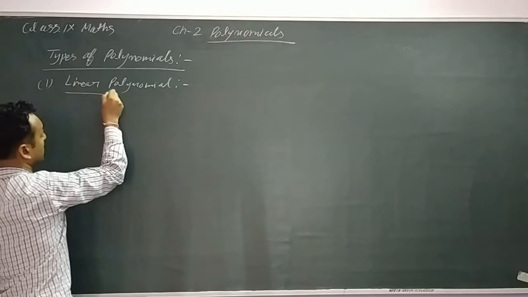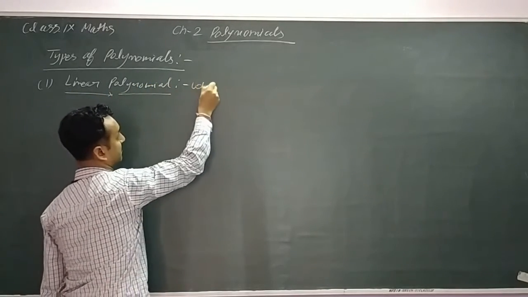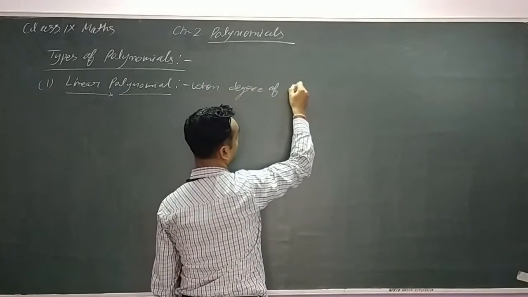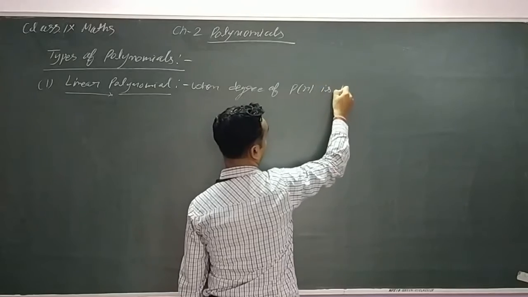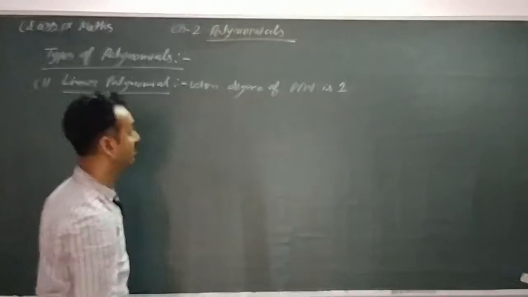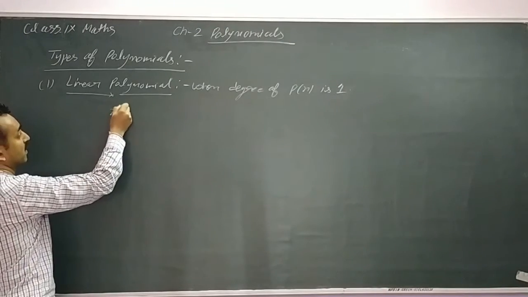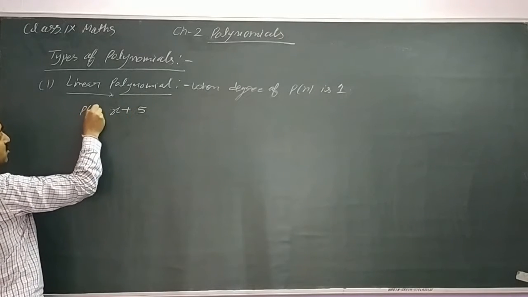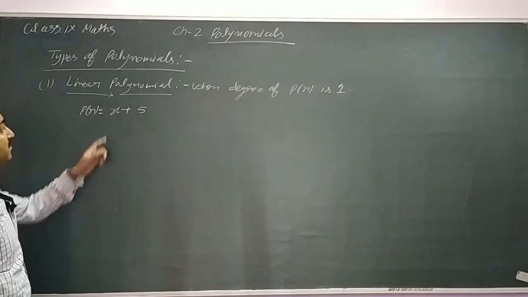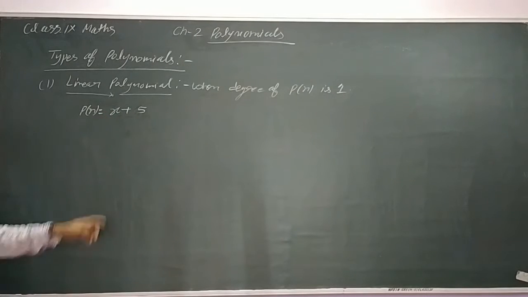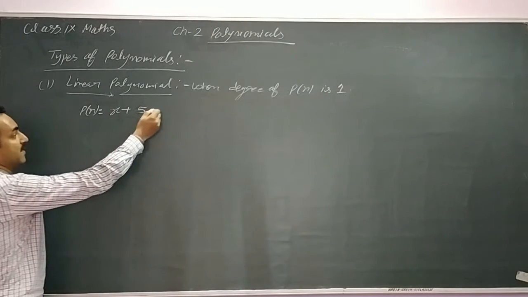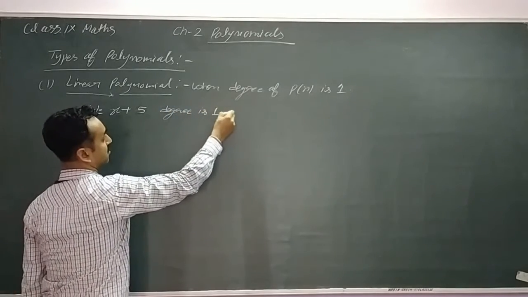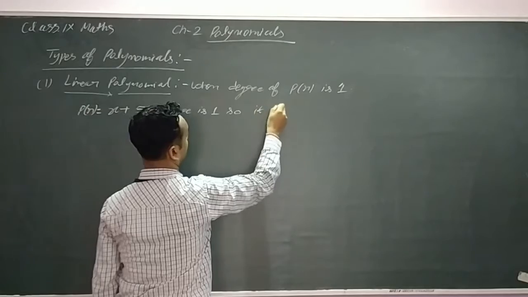What is meant by linear polynomial? When the degree of the polynomial is 1, only 1, it means the maximum power of the variable is 1. You can see here p(x) = x + 1. The power of x is 1 and the degree is 1. Degree is 1, so it is linear.